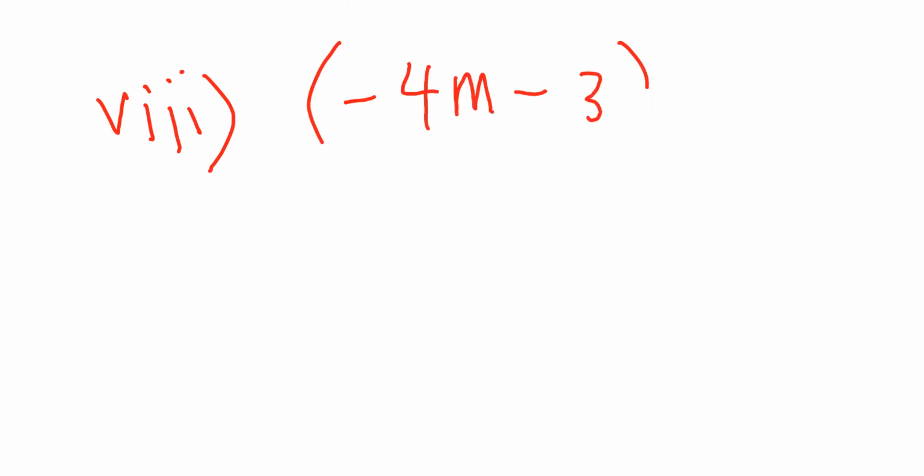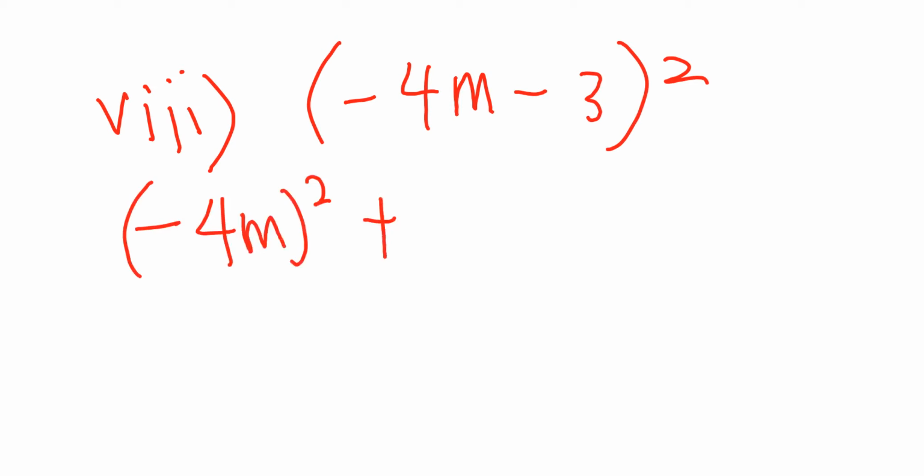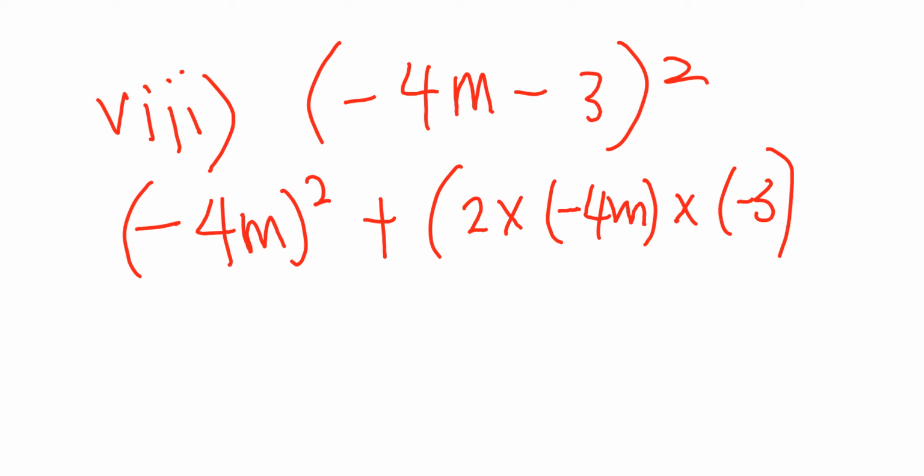Roman number 10. What is it given? Minus 4a minus 3 squared. Not Roman number 10, sorry. That's Roman number 8. Now be careful, it's negative. Square of the first term, plus twice the first term and second term, plus square of the second term.